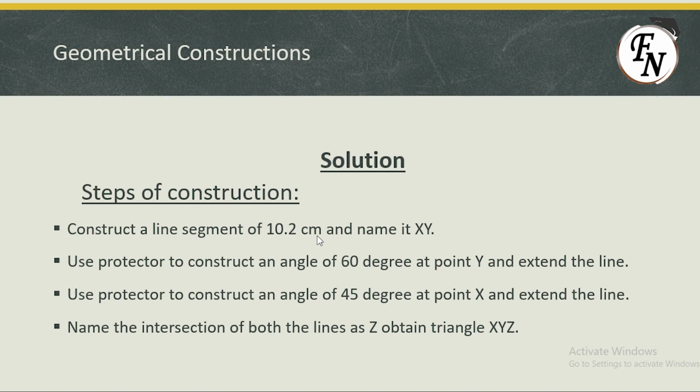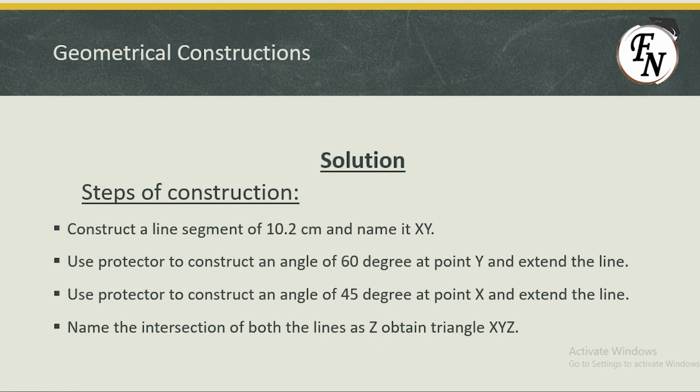We will first draw a line segment of 10.2 centimeter and we will name it XY. So whenever you have been given a length and two angles, you will first draw the line which is given to you, that is XY, in this case that is 10.2 centimeters. Then we will place our protractor at Y to make 60 degrees as XYZ was 60 degrees, and then we will place our protractor at X making 45 degrees as YXZ was 45 degrees. Now then we will extend both the lines, and where it joins that point would be named as Z.